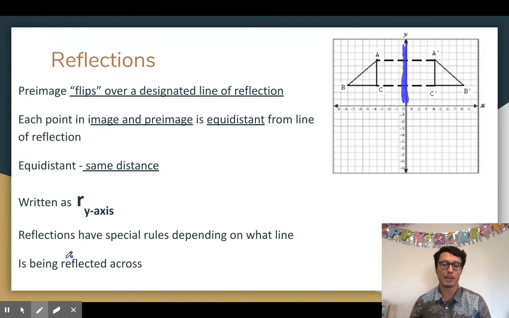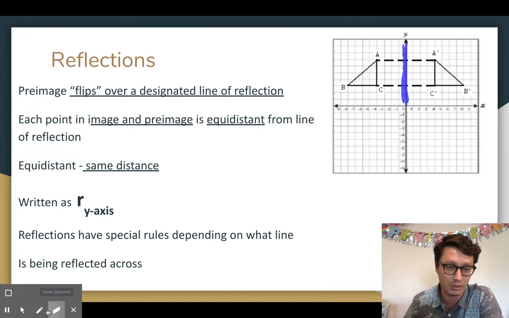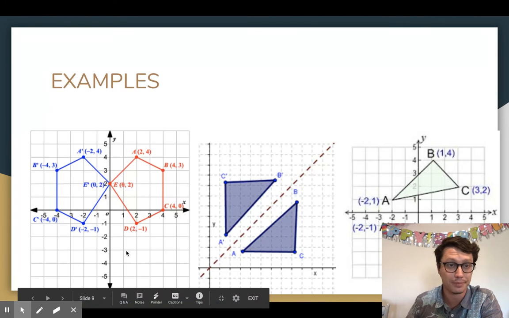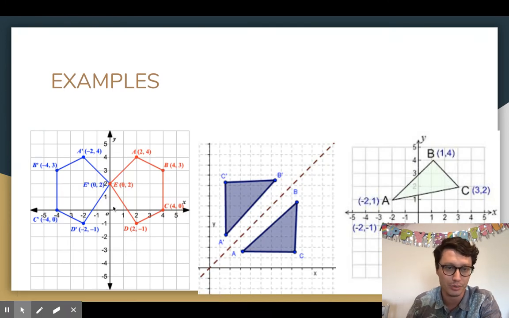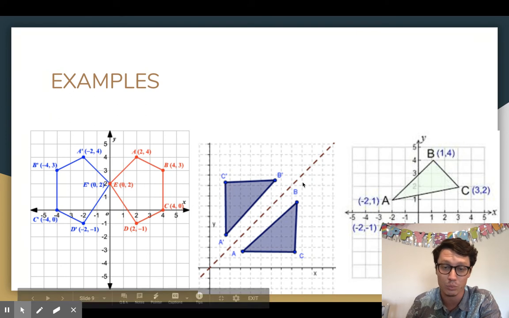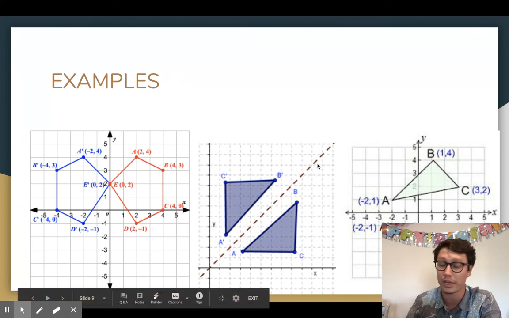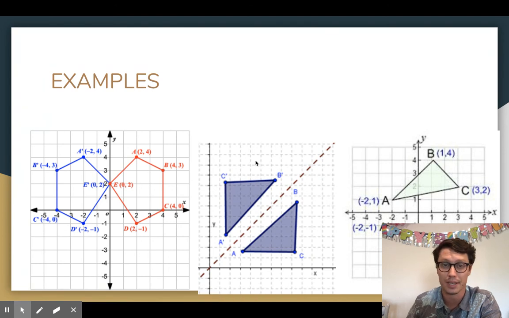Okay, now reflections have special rules depending on what line it is being reflected across. And we're going to go over these rules now. Oh, sorry, I lied. Here are some examples. This is reflecting across the y-axis. This is reflecting across a diagonal line that we're going to call y equals x. And this is being reflected across the x-axis.